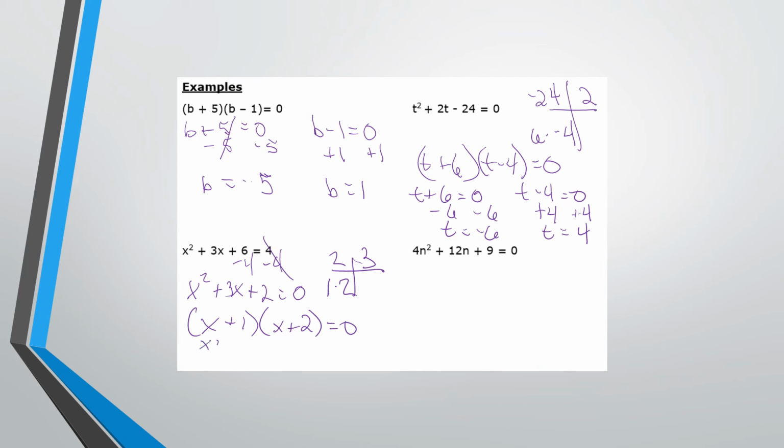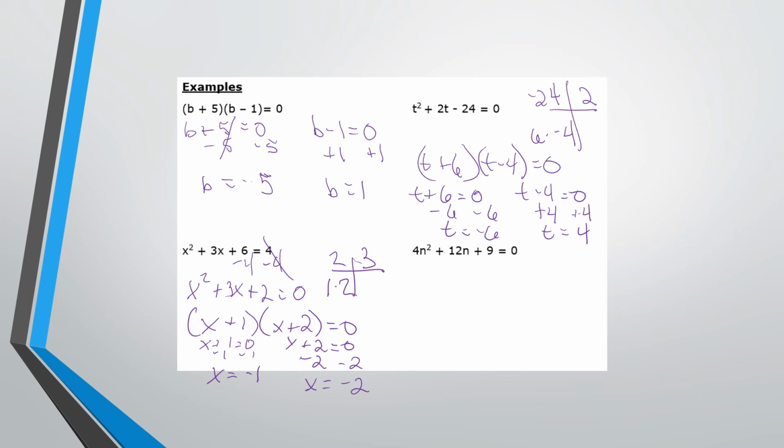So x plus 1 equals 0, and x plus 2 equals 0. If I subtract 1 from both sides, I get x equals negative 1. And if I subtract 2 from both sides, I get x equals negative 2.